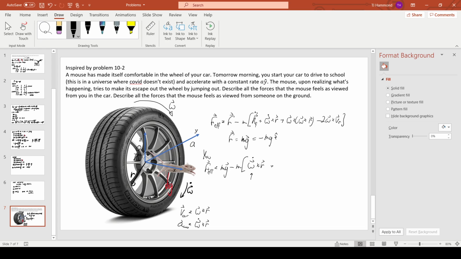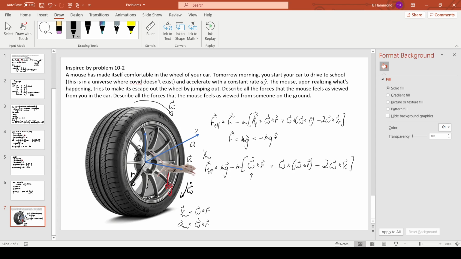Now we have this thing going at some angular speed. So we have the centrifugal force. This mouse is going to be stuck to the rim of this wheel, pulling out radially to the rim of this wheel. And because this mouse is running out with a velocity v_r in the x direction, we'll also have that contribution. Okay?